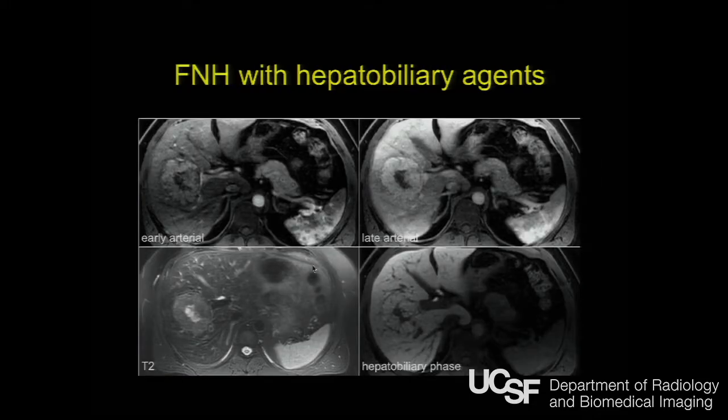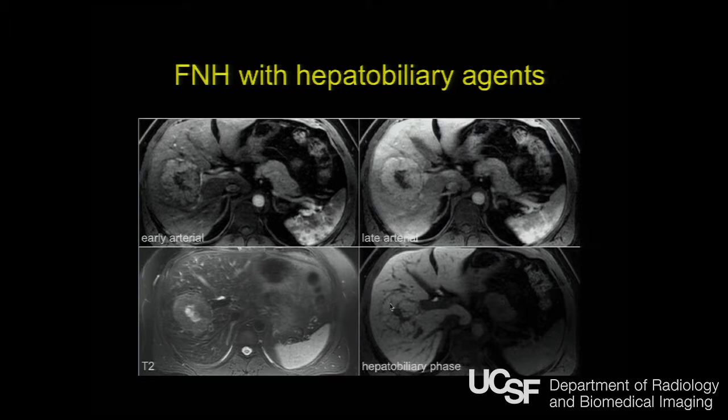Now, FNH on the hepatobiliary phase is slightly different, obviously. So here's a FNH using Eovist. On the top left, again, you see this lobular lesion that's arterially hypervascular. It'll slowly fade on the late arterial and the portal venous phase. On T2 weighted imaging, you see that classic hyperintensity in the scar. The lesion itself, in this case, happens to be slightly hyperintense on T2 weighted imaging. But the characteristic appearance here is on the hepatobiliary phase, where the scar is dark.